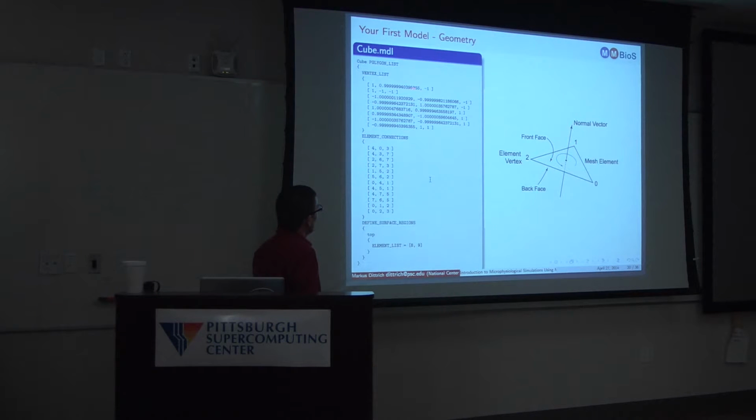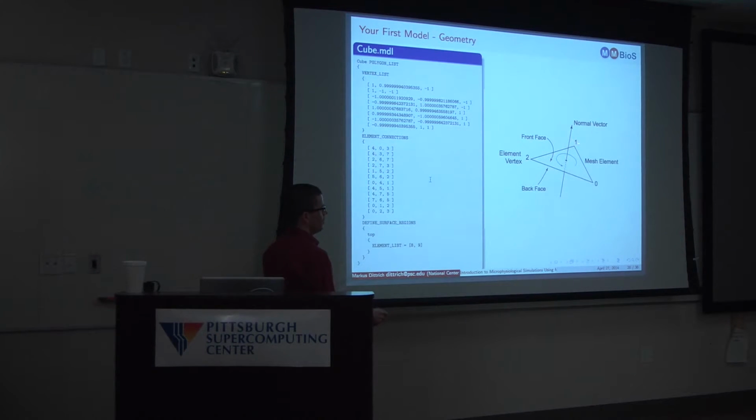So the details aren't that critical. It consists basically of a list of vertices, right? So the 8 corners of the cube, 0, 1, 2, 3, 4, 5, 6, 7, and x, y, z. And then you describe how these, so the surfaces in MCell are all triangulated. And this element connections basically describe how these triangles are made up of these vertices. So basically triangle number 1, you connect vertex 4, vertex 0, vertex 3.